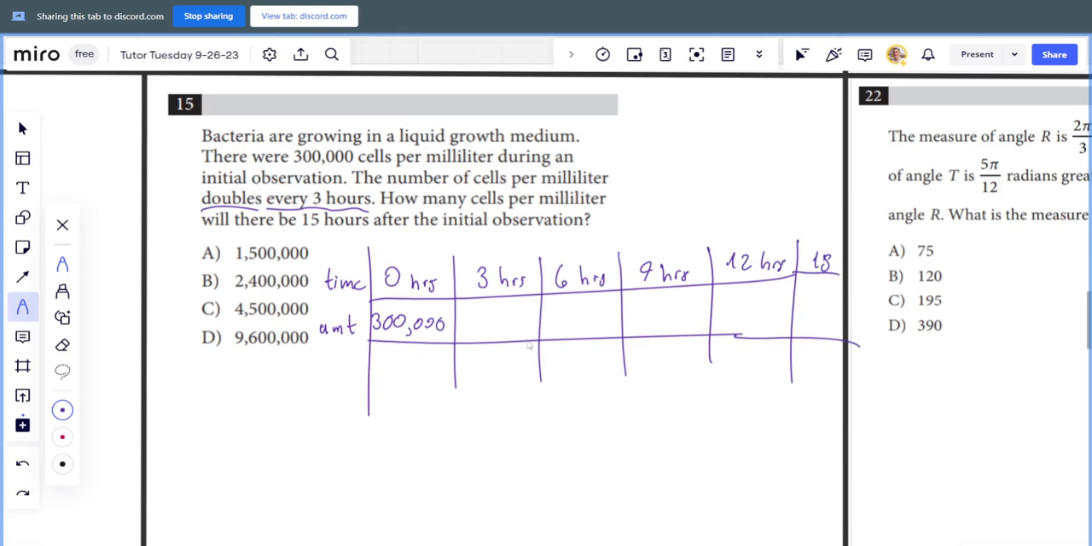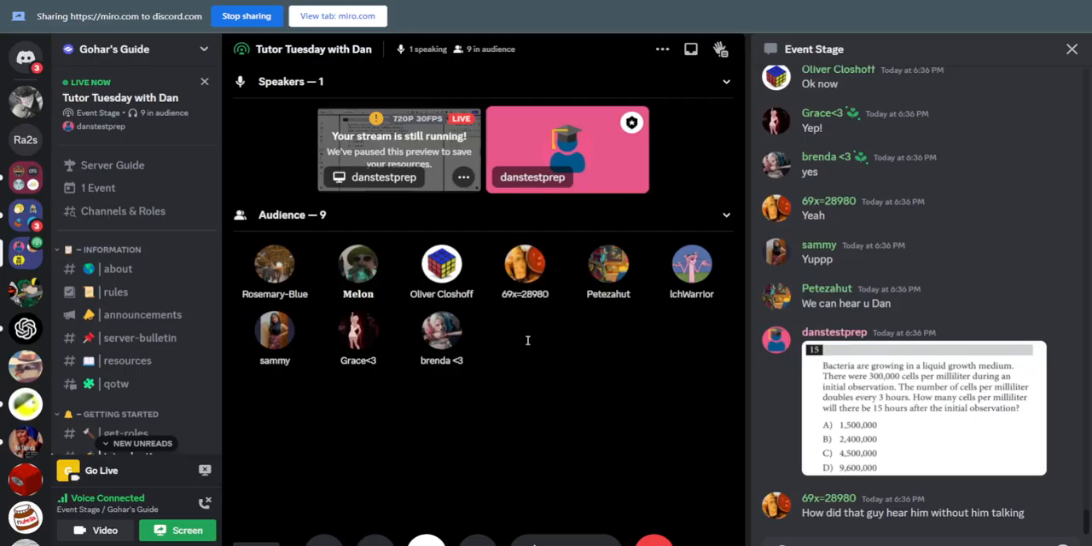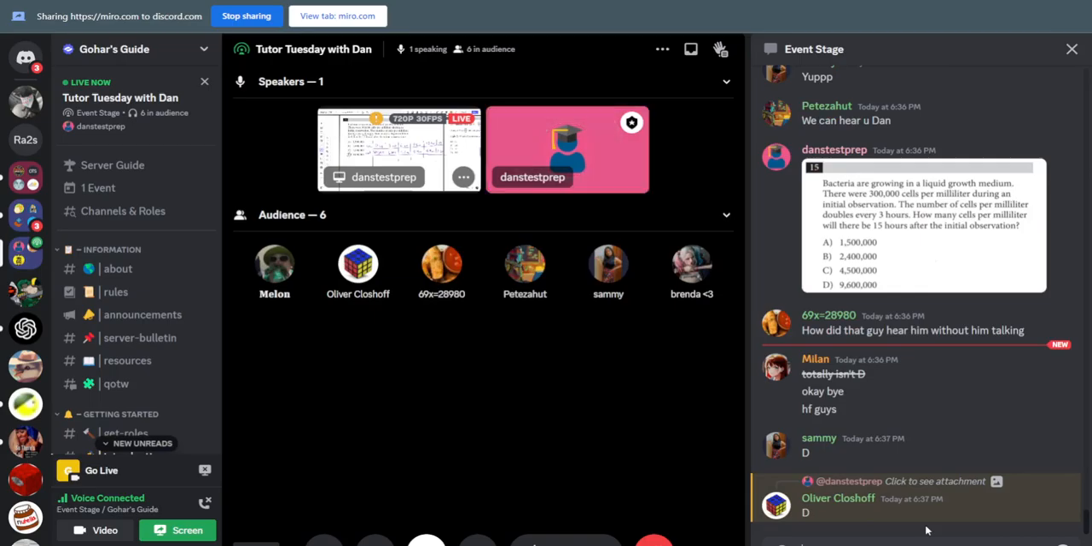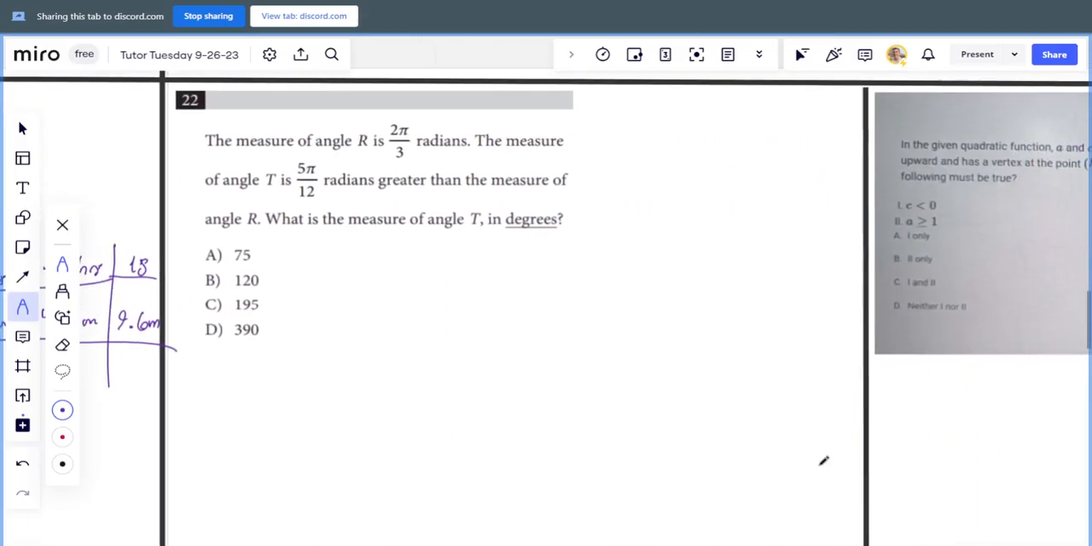So we started with 300,000. After 3 hours, we should have 600,000. After 6 hours, we should have 1,200,000, or let's call it 1.2 million. 9 hours, it doubles again, right? 2.4 million. 12 hours, another 3 hours has gone by, we double again. It's 4.8 million. And finally, after 15 hours, we double our last time and we get 9.6 million, which should be answer choice D. D, definitely. You guys are good at this.